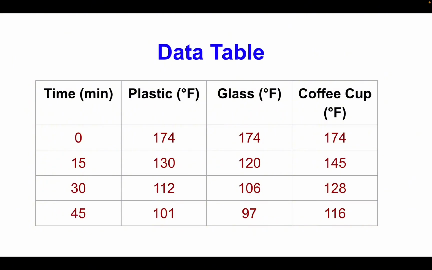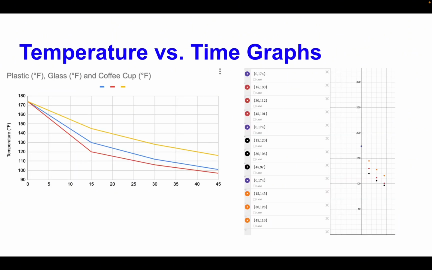Now, for the data, after getting all the results, these are the temperatures I recorded. You can already see how each cup cools down at a different rate. The coffee cup stayed hotter longer, and the glass cup dropped the fastest to 97 degrees Fahrenheit, while the plastic cup was kind of in the medium between the coffee cup and the glass cup. Now let's look at the graph so it's easier to compare.